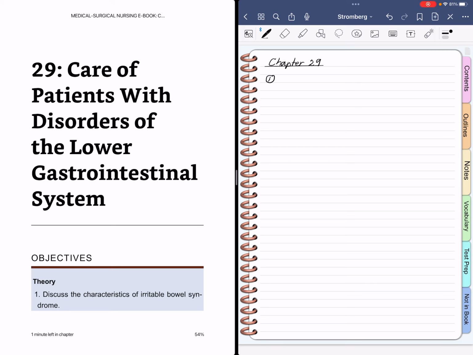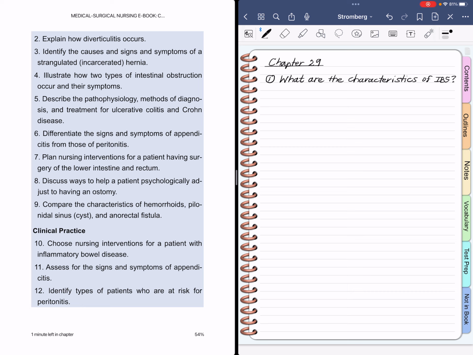So I would write, what are the characteristics of IBS? Question mark. And I would leave myself some space, however many lines you feel like you will need.